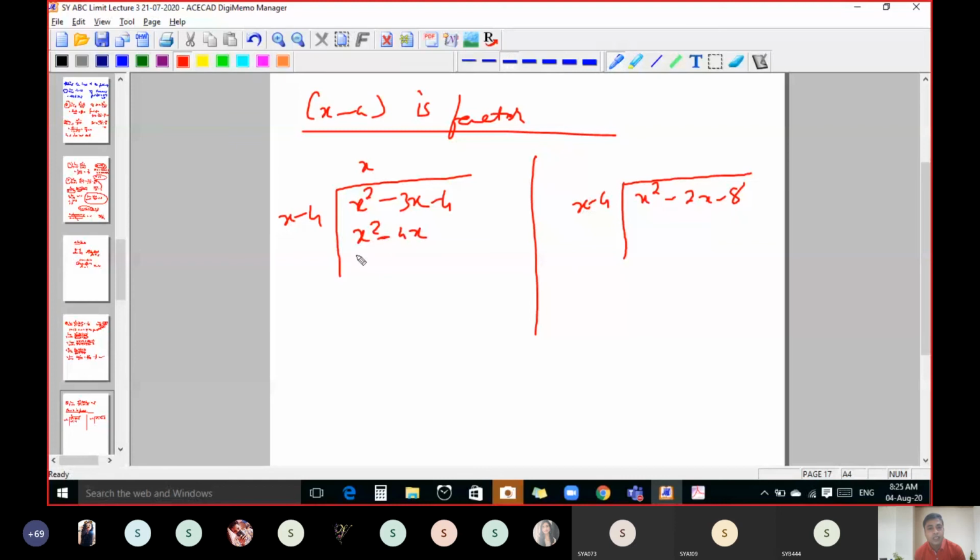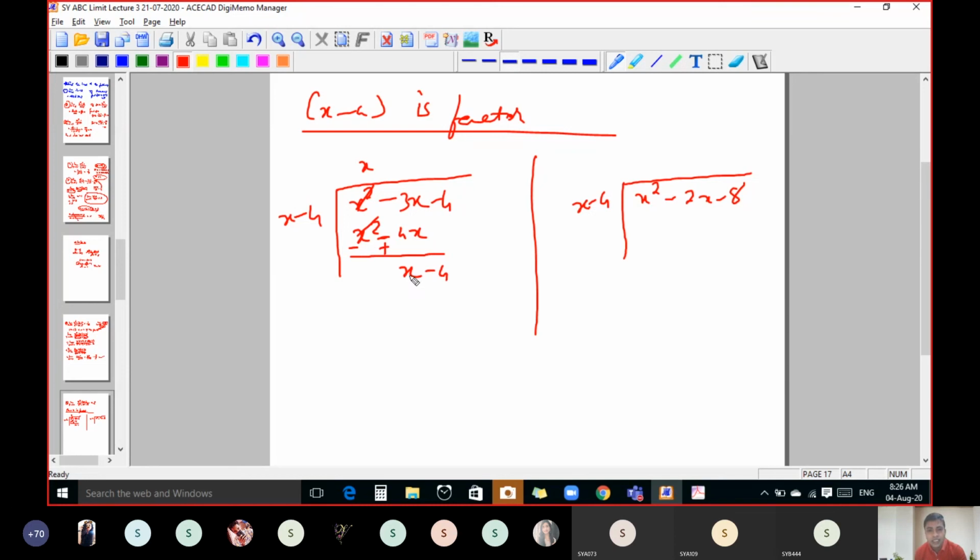Once we have this, now just change the sign of this second function. So it is minus, this is plus. Now cancel this, because one is positive, the other is negative. This is minus 3x, and this is plus 4x. So minus 3x plus 4x is what? X. And keep this minus 4 here. So we get x minus 4.